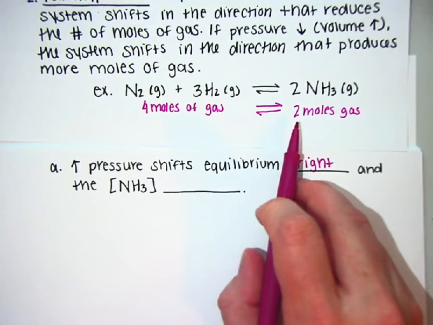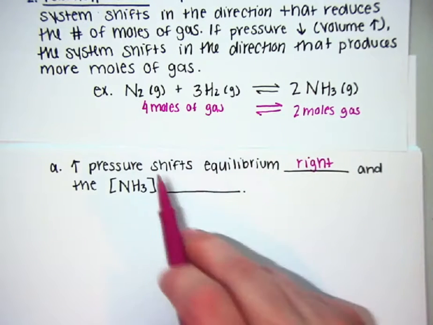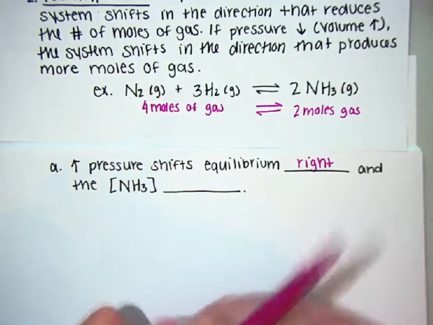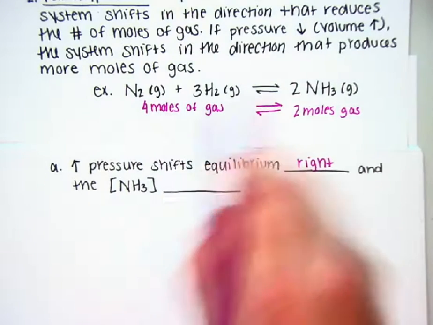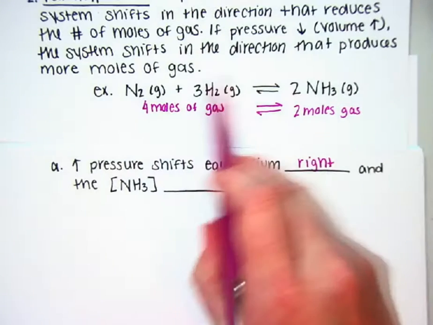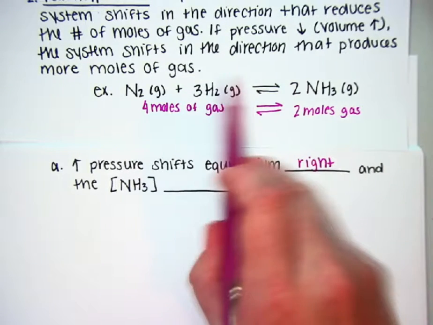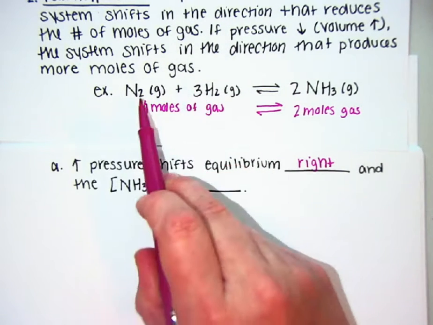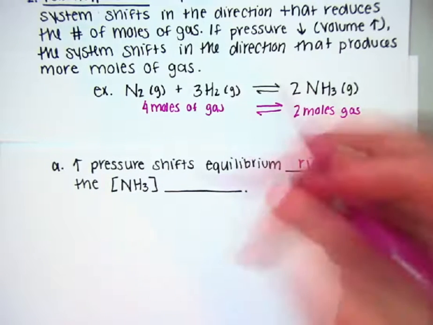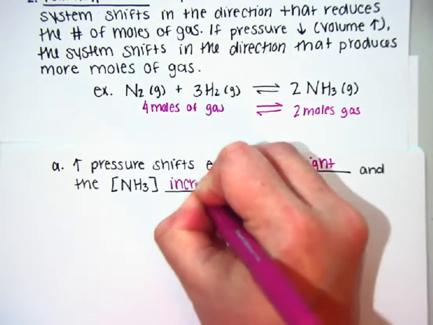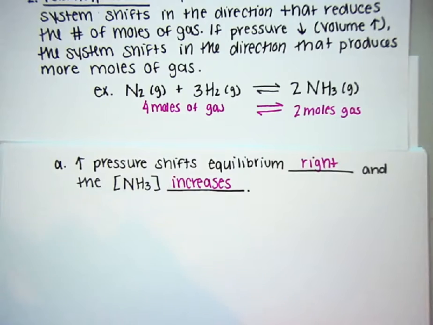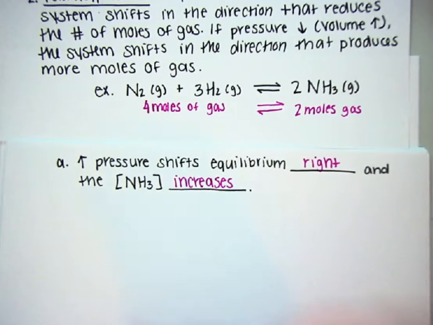I have 2 moles of gas on the right, 4 on the left. Increase pressure, decrease volume, less space, it's going to go to the side with less moles. So now let's think, if this reaction is going to the right, what happens to the concentration of ammonia? Well, if this is shifting to the right, that means I'm going to use up nitrogen and use up hydrogen to make more ammonia. So concentration of NH3 increases. Let's look at another one.